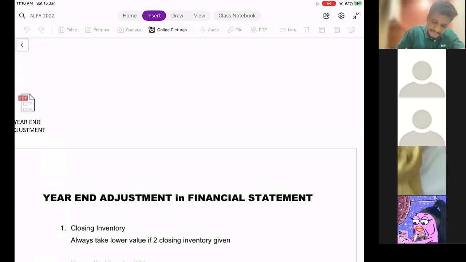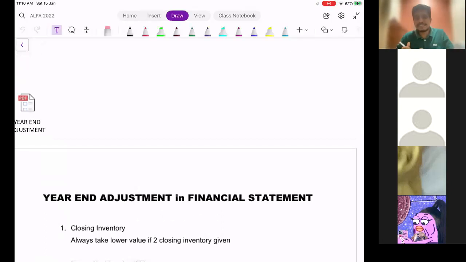You see, the accounting cycle. The accounting cycle will start with documents. All these documents will be recorded in a book of prime entry. We have 7 books of prime entry.